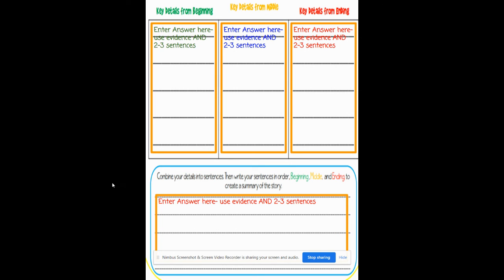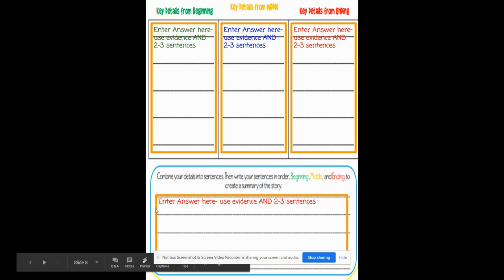Okay, so go back, reread the story, pick out the important parts, just the important parts, and summarize it down here. And that is it.